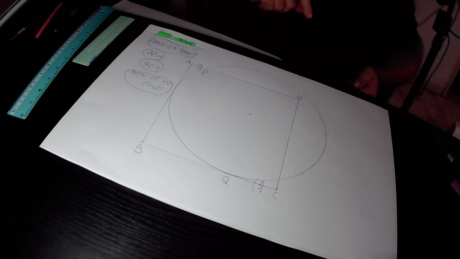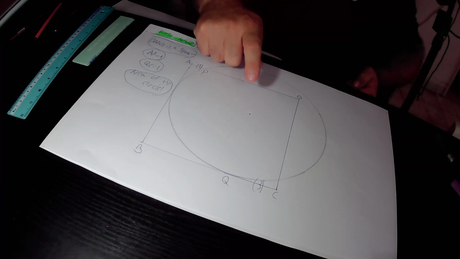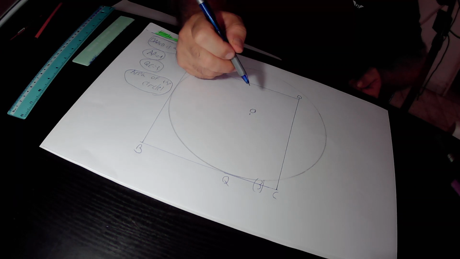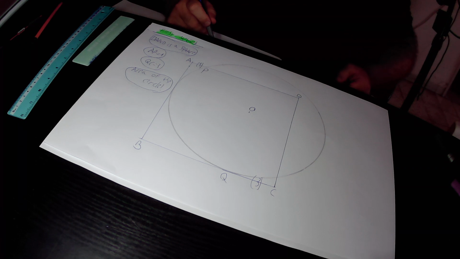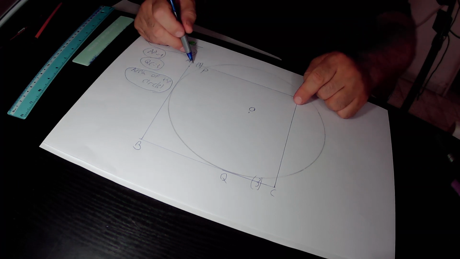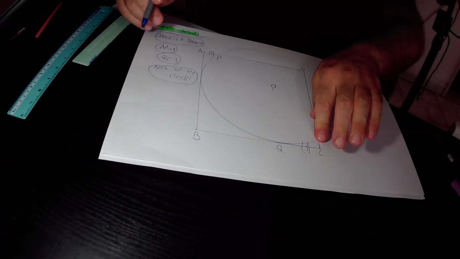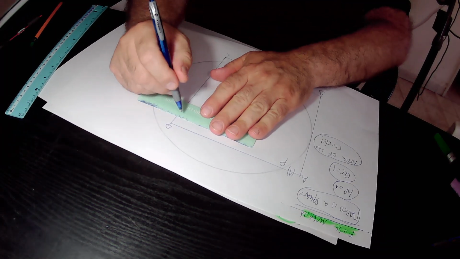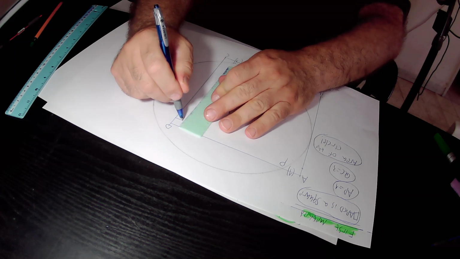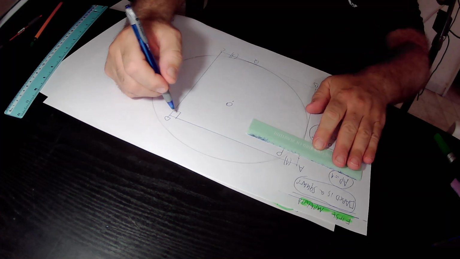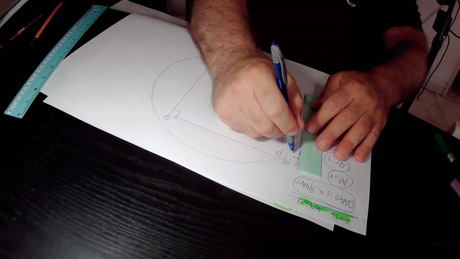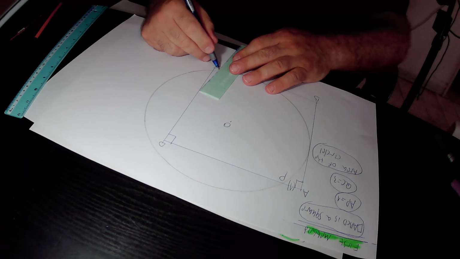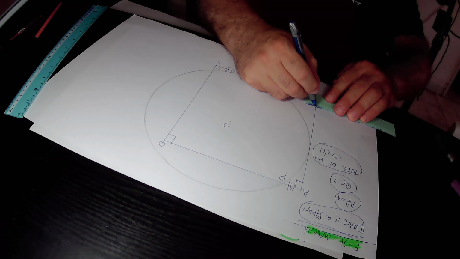First of all, we'll define the center of this circle. This point is point O. And you know that all the angles inside the square are right angles. So those 4 angles are all right angles. This is a right angle, this is also a right angle, this is a right angle, and this is also a right angle.